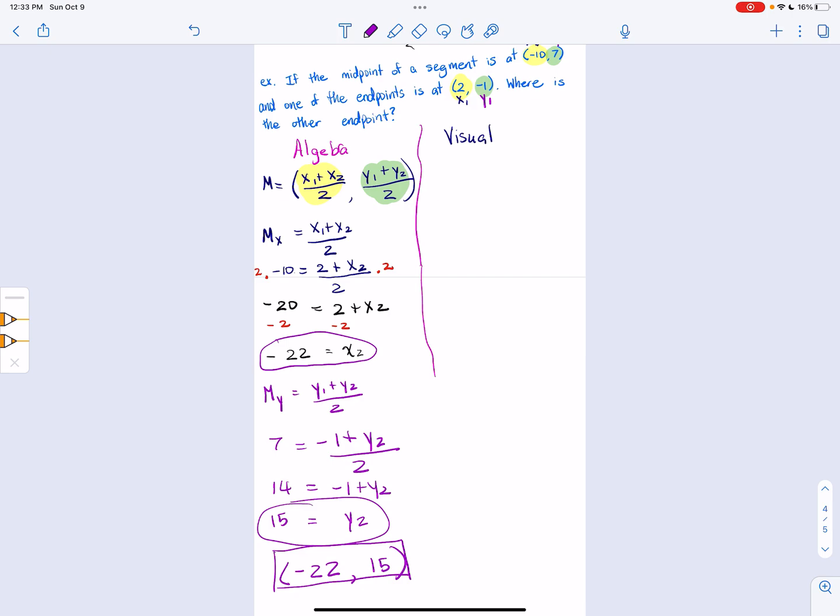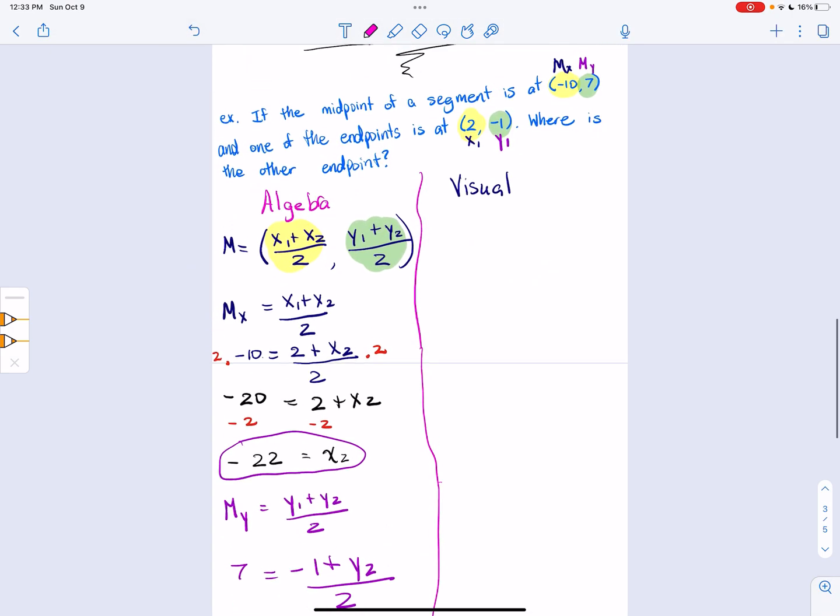All right, so let's make a little bit of room here. Let's focus on the x's first once again. We know the midpoint of the x's is negative 10. And that's just coming from right here. We know that one of the x coordinates is more than that. It's over here at 2. That's coming from right here.